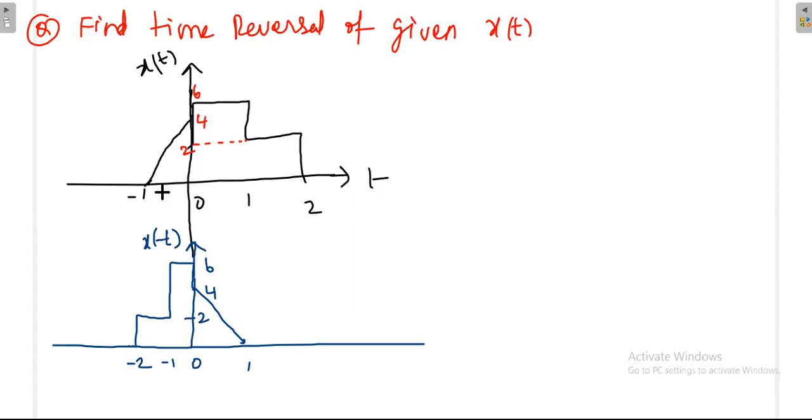If you have doubt how to do this, first you take the numbers, the numbers where the values are changing: -1, 0, 1, and 2. Now you want to calculate x of minus t. Then you make minus t equal to -1.